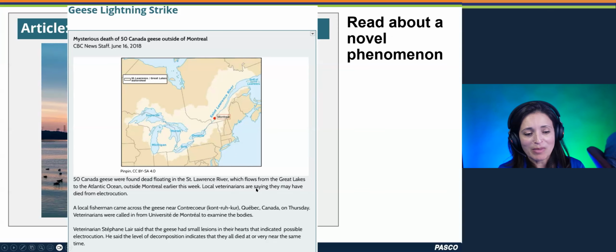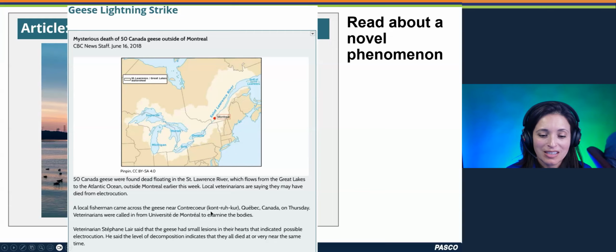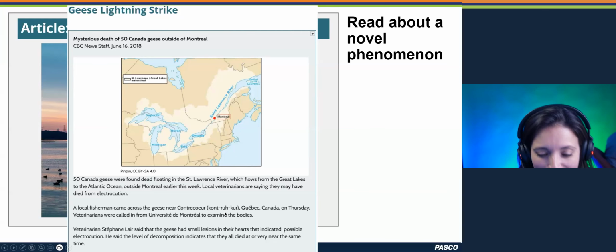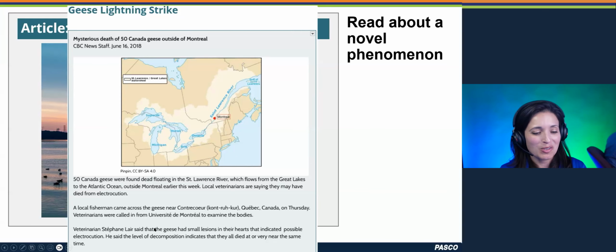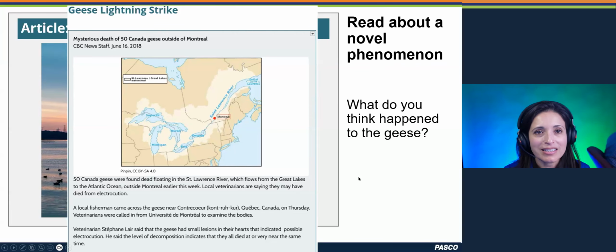Local veterinarians are saying they may have died from electrocution. A local fisherman came across the geese near Contrecoeur, Quebec, Canada, on Thursday. Veterinarians were called in from University of Montreal to examine the bodies. Veterinarian Stefan Lair said that the geese had small lesions in their hearts, indicating possible electrocution. He said the level of decomposition indicates that they all died at or very near the same time. The students read that to themselves. Wow. And then we wonder, what happened to the geese?